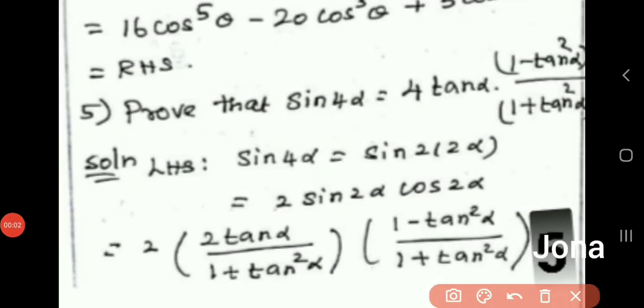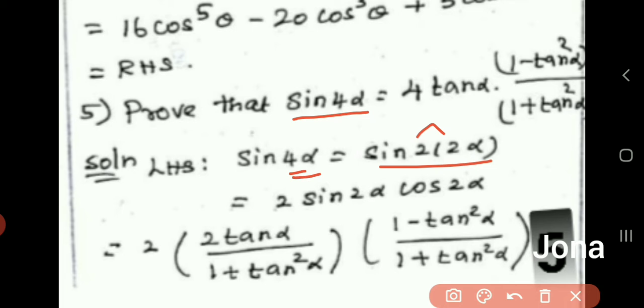Fifth problem. Prove that sin 4α equals 4 tan α into 1 minus tan^2 α divided by 1 plus tan^2 α the whole square. Here I want to take the left hand side, that means sin 4α. That sin 4α can be written as sin of 2 into 2α. That 4α can be written as 2 into 2. Okay, so I want to write this as sin 2 into 2α. So it is in the form of sin 2A.